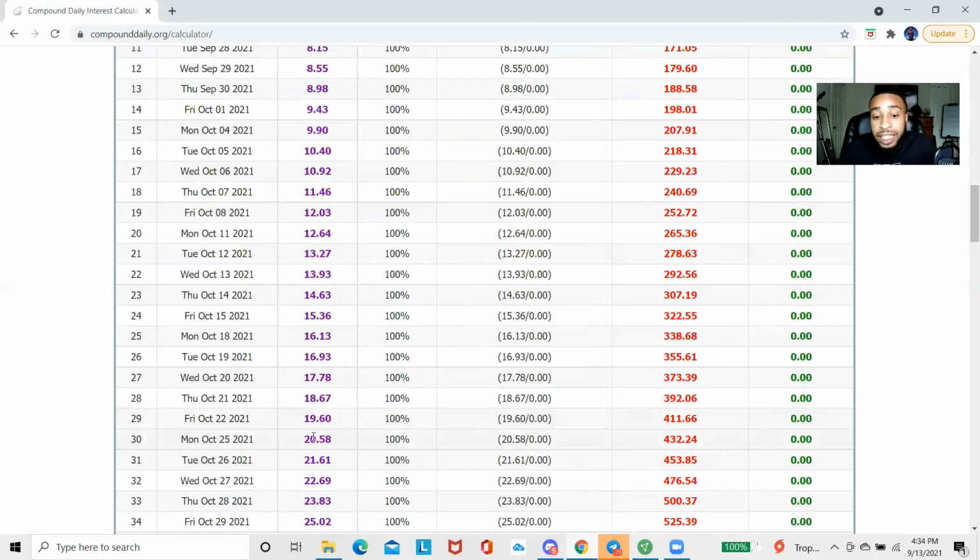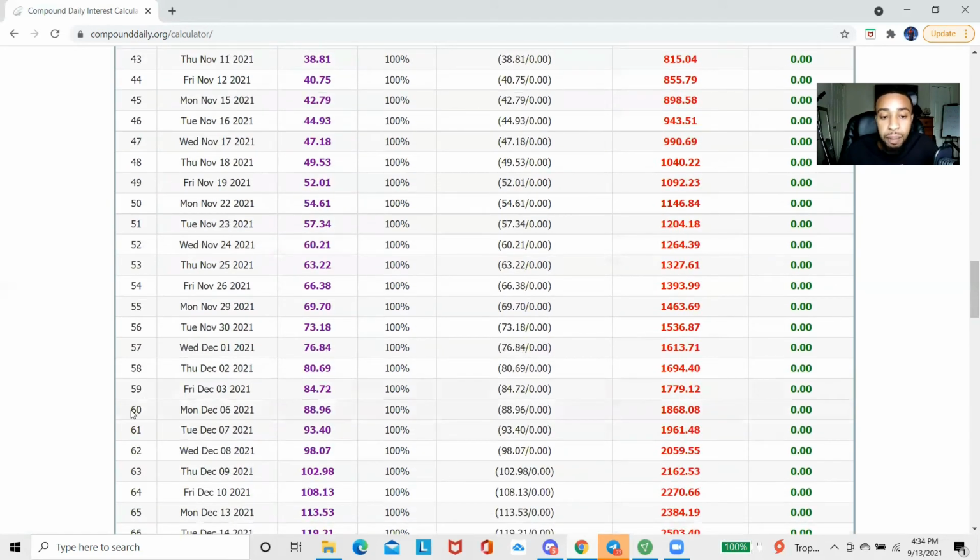Now, that 30 days is going to be yielding me $20.58. That means 5% of $432 is going to be $20.58. So the same $5 that I made off that $100 account is conceptually the same as $20.58 off the $432 account. Right now, let's go ahead and fast forward to month number 2.